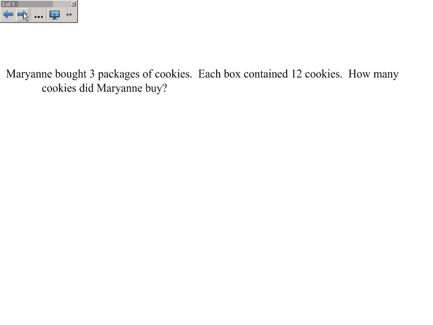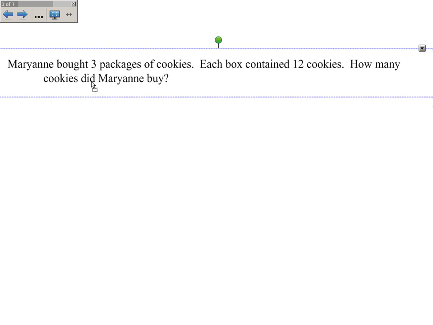Here's our sample problem. Mary Ann bought 3 packages of cookies. Each box contained 12 cookies. How many cookies did Mary Ann buy?